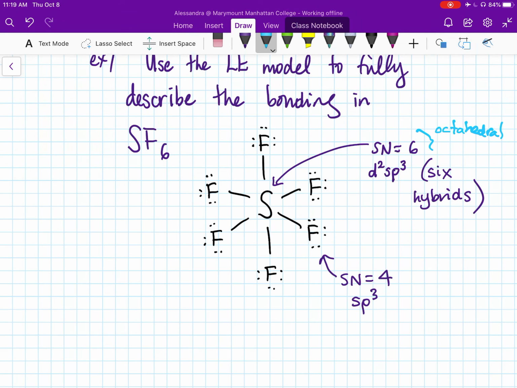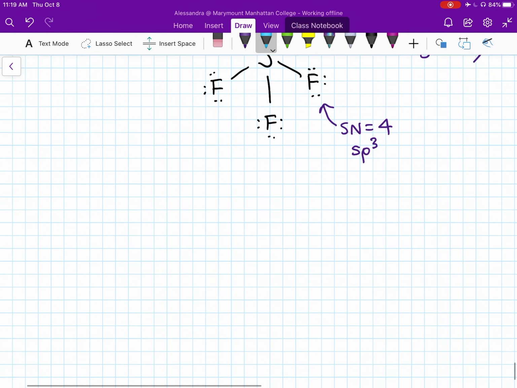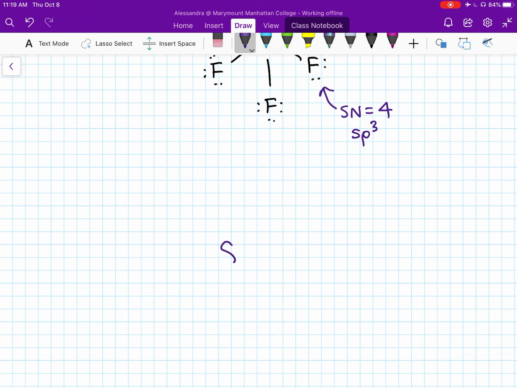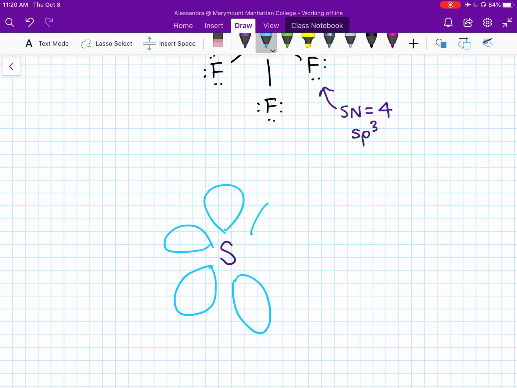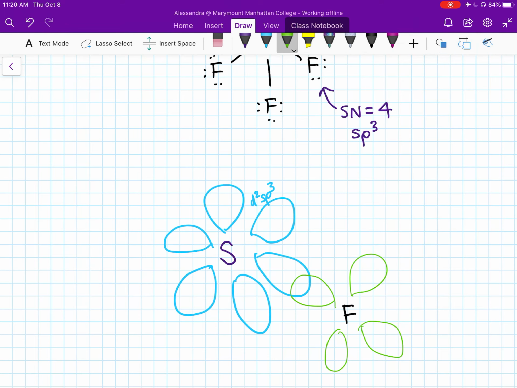So sulfur is d2sp3 hybridized, and that means that the sulfur is going to have 6 d2sp3 hybrids, and I'm just going to draw them as lobes. 1, 2, 3, 4, 5, 6. So each of these lobes that I've drawn represents a d2sp3 hybrid orbital around the sulfur. The fluorine is sp3 hybridized, and of course there are going to be 4 sp3 hybrid orbitals around each fluorine.